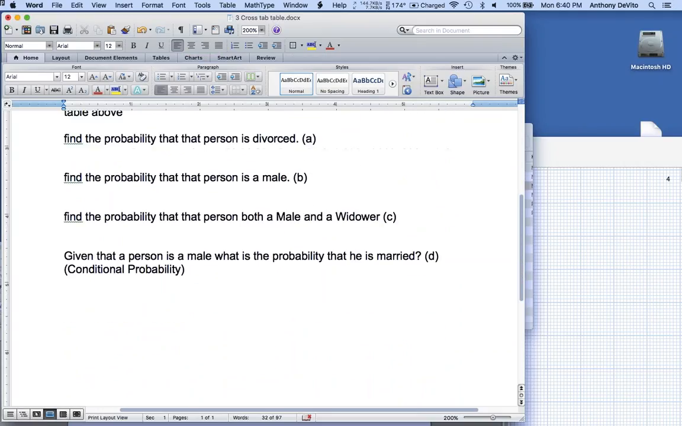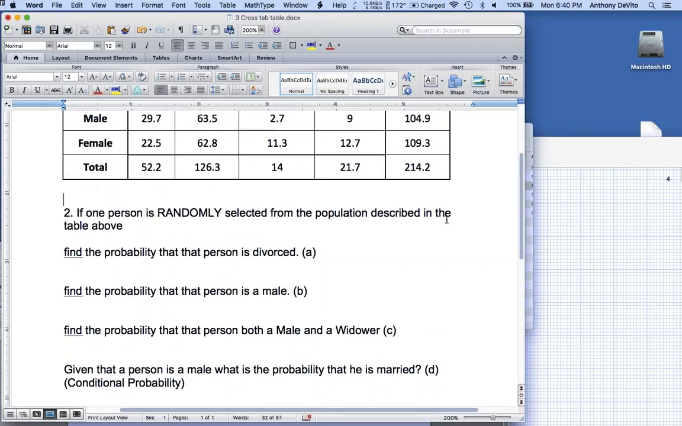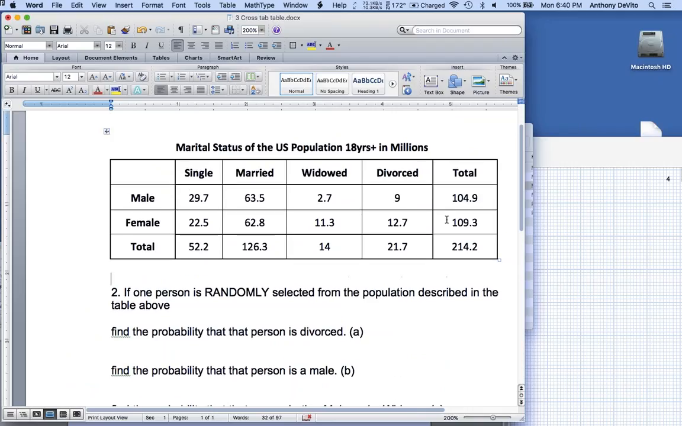Okay, so now let's take a look at another example. Given that a person is male, what's the probability that he's married? I'm going to wait for you to come up with this. You give me the 2 numbers. Given that a person is male, what's the probability that he's married? What's the ratio I need here? 63.5 out of 1. Okay, male. Okay, out of how much? 63.5 out of?